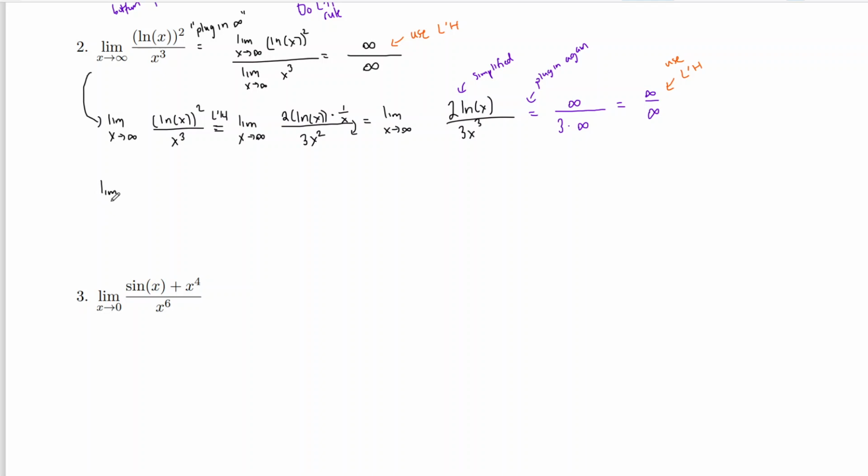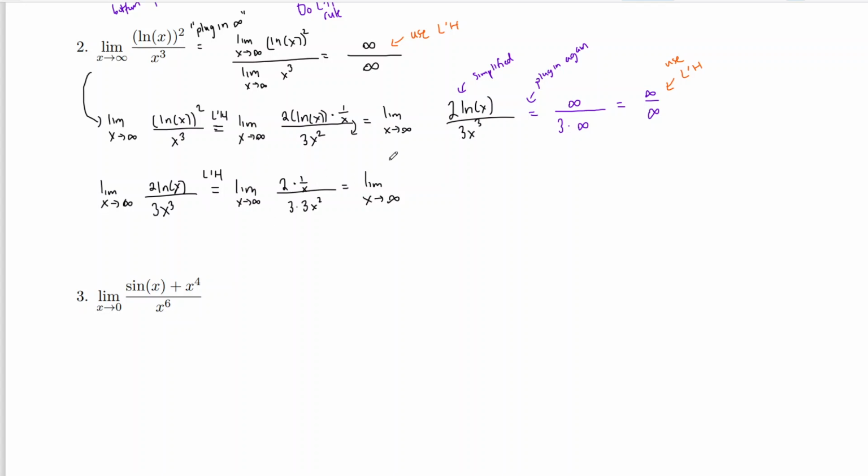We're going to do the limit as x goes to infinity of, I'm going to rewrite where we were at, 2 ln of x over 3x cubed. And L'Hopital's rule says do the derivative of the top and bottom. The derivative of 2 times natural log of x would be 2 times 1 over x over 3, and then the derivative of x cubed would be 3x squared. We got the limit as x goes to infinity. We did our L'Hopital's rule.